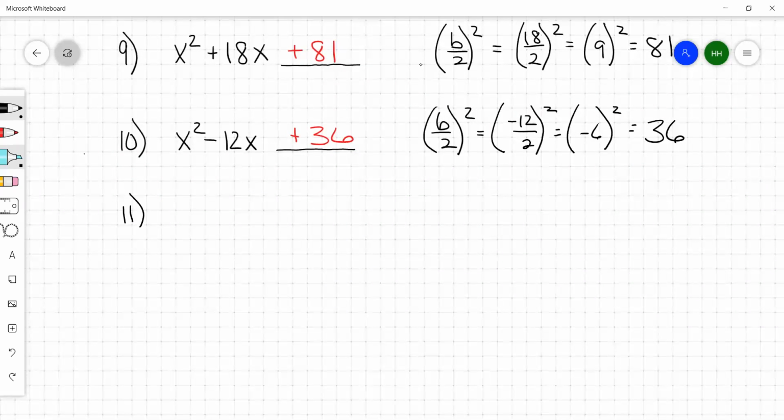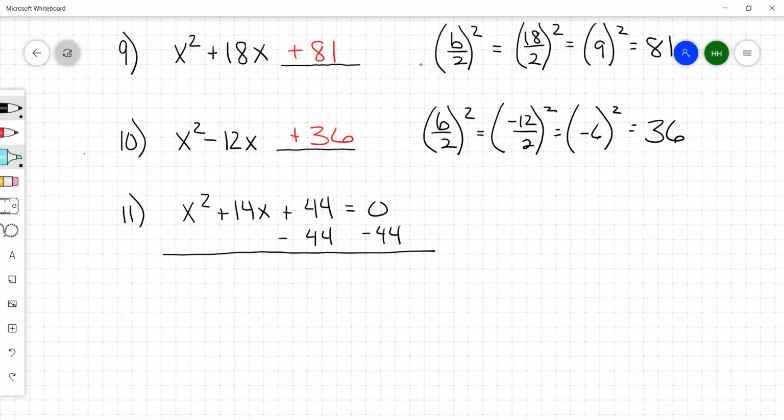All right, 11 and 12, solve the quadratic by completing the square. So we got x squared plus 14x plus 44 equals 0. All right, if we're going to complete the square, we're going to get the 44 off that side. So we're subtracting 44 from each side. And we get x squared plus 14x equals, leave that space in there, negative 44.